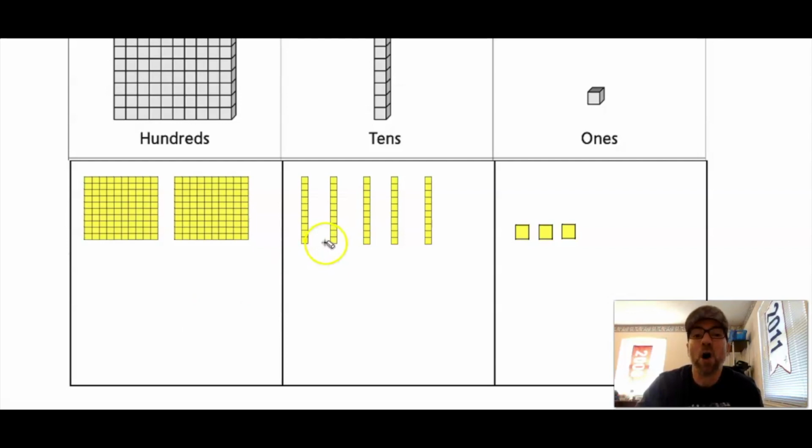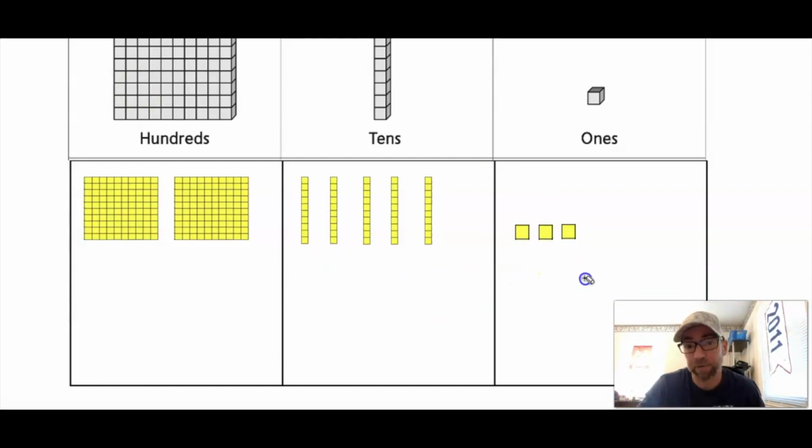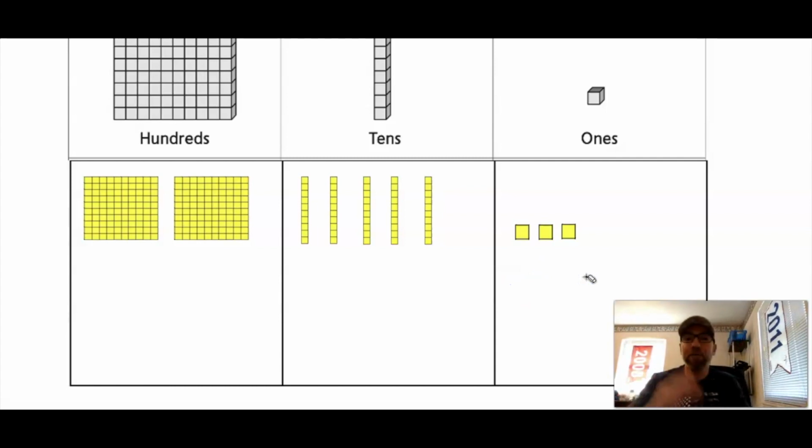Then you're going to draw some longs: 1, 2, 3, 4, 5 longs. Remember, your longs will kind of look like tally marks, except we're not going to close the gate. And then you're going to draw your cubes, which are just little dots: 1, 2, 3. While mine looks fancy, yours is starting to look fancy because it's now all filled up.